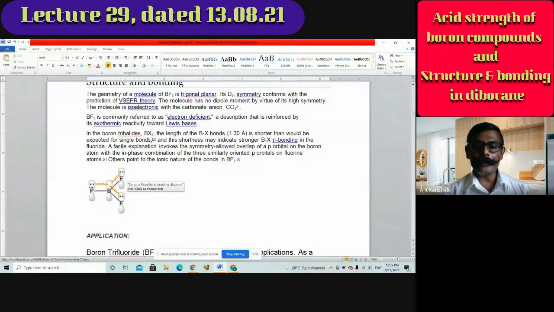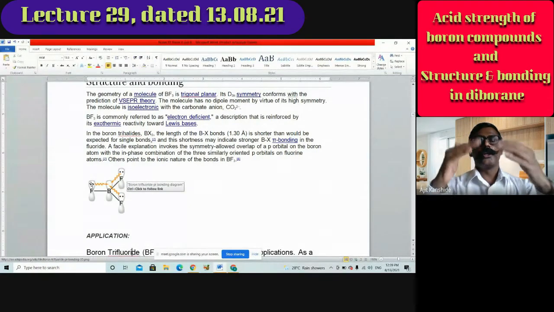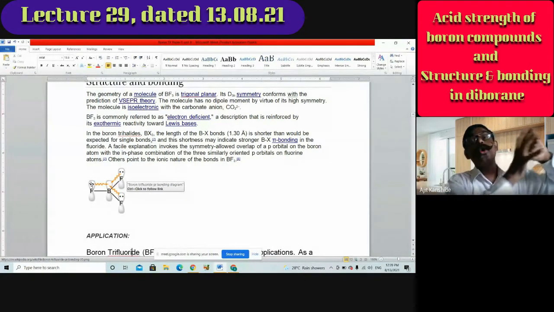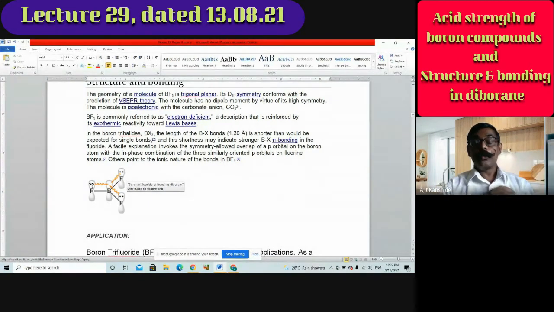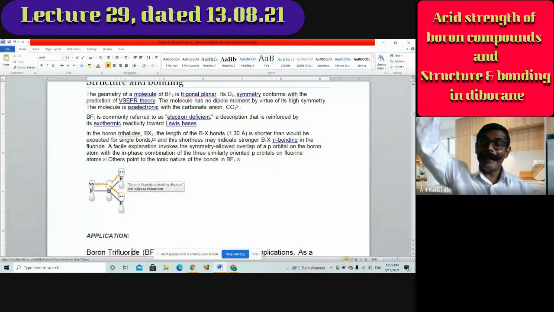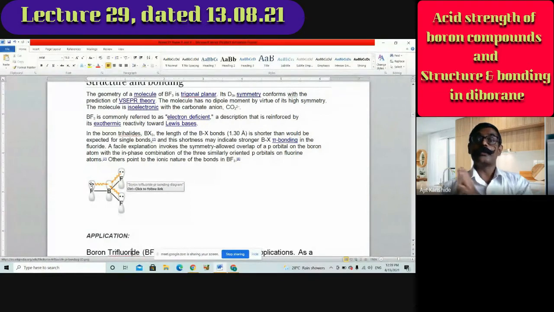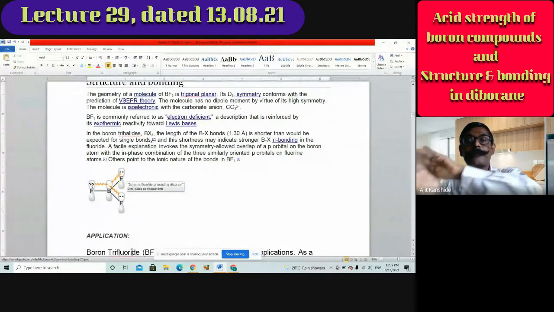Because of the filled 2pz orbital of fluorine, the electron density will move to the vacant portion, just as wind moves from high pressure to low pressure. Water, how does it move? From the high level to the low level, so we can realize a waterfall. So electrons can move from where the situation is electron rich to the electron poor situation.